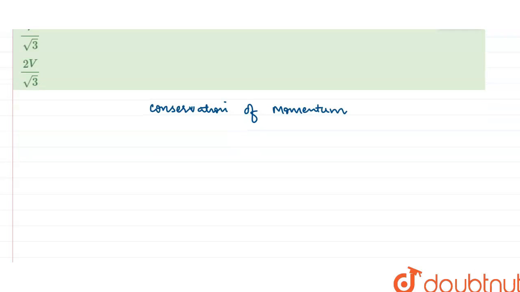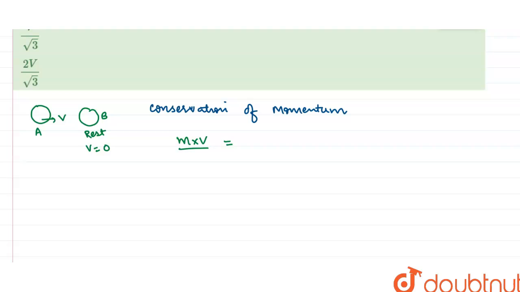Now initial momentum is basically mass into velocity. Initially the ball A is having the velocity v, but ball B is at rest. That means the velocity of ball B is 0. So the initial momentum is m into v of ball A, and for ball B momentum is 0. That is equal to final momentum. Final momentum is m v dash cos 30, and for ball B it is same, that is m v dash cos 30. That means mv equals 2mv dash cos 30, and value of cos 30 is root 3 by 2.